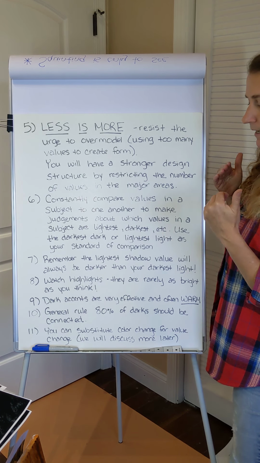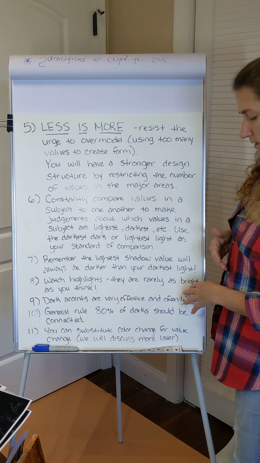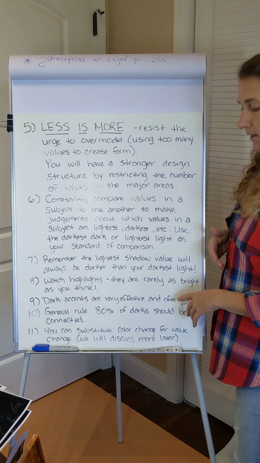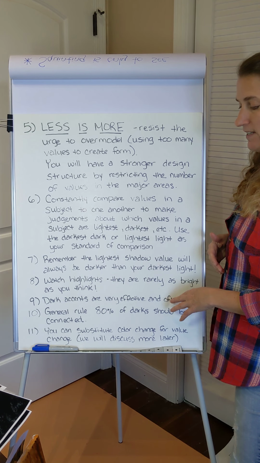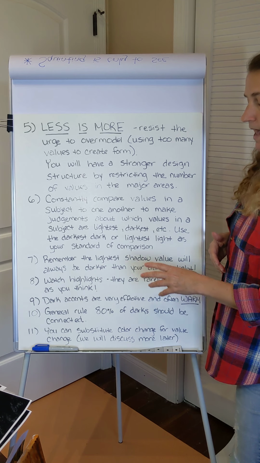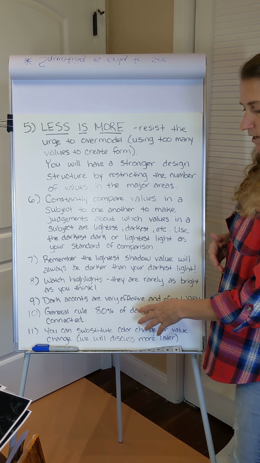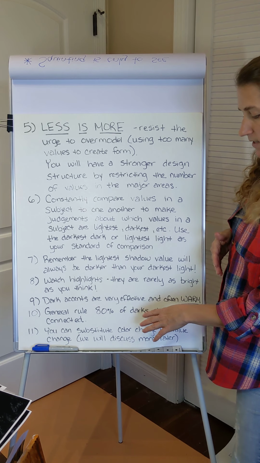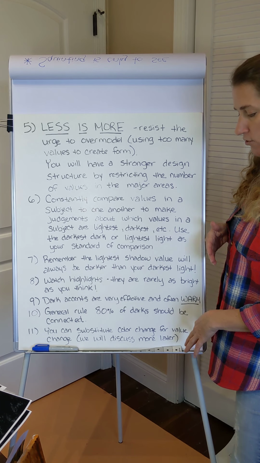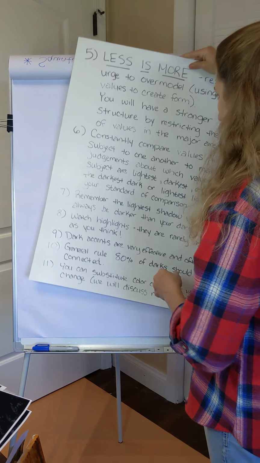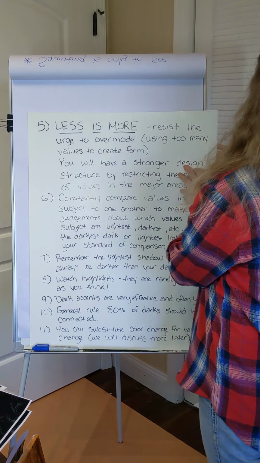We have to step back and compare. Watch highlights, they're rarely as bright as you think, and again, especially when you're working with photos. Dark accents are very effective and oftentimes are warm in color. We'll talk a little bit more about this when we talk about color. And we mentioned this before, a general rule: you want 80% of your darks to connect. You can substitute color change for value change, which we're going to talk a little bit more about when we talk about color. So just a couple more little things that I want to use for comparison.